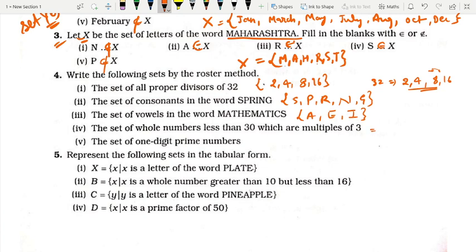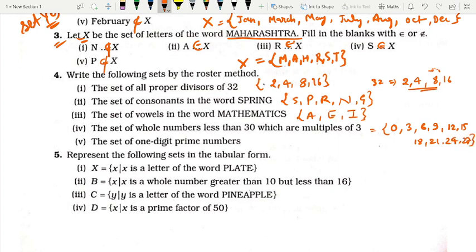After that, the set of whole numbers less than 30. You will write down this only in your book. So whole numbers less than 30 that are multiples of 3. So you can write down the table of 3, but 0 also you will write down. 3 twos are 6, 3 threes are 9, 12, 15, 18, 21, 24, 27.